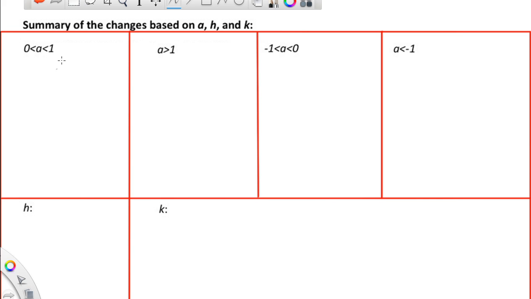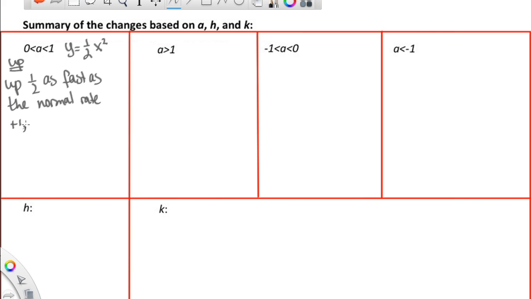If a is between 0 and 1, it's still positive, right? So both of these are still positive, so it does still go up. But if it's between 0 and 1, for example, y equals a half x squared, then it goes up half as fast as the normal rate. Keep in mind that the normal rate was, if we started at our vertex, the next dot was at +1, then at +3, then at +5. So these are the y values. The y values will be up by +1/2, by +3/2, and +5/2.